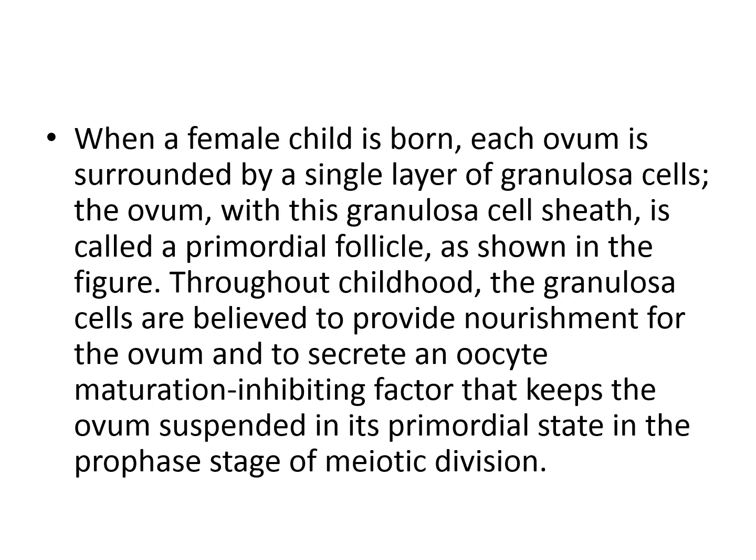When a female child is born, each ovum is surrounded by a single layer of granulosa cells. The ovum with the granulosa cell sheath is called a primordial follicle, as shown in the figure. Throughout childhood, the granulosa cells are believed to provide nourishment for the ovum and to secrete an oocyte maturation inhibiting factor that keeps the ovum suspended in its primordial state in the prophase of meiotic division.